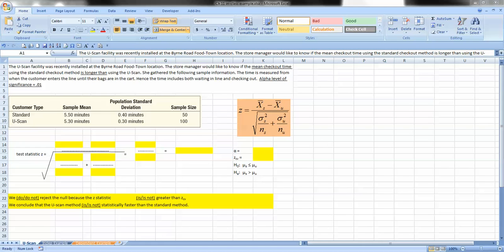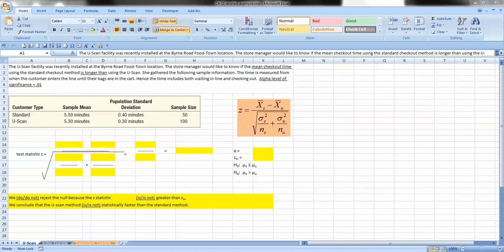The UScan facility was recently installed at the Burn Road Foodtown location. The store manager would like to know if the mean checkout time using the standard checkout method is longer than using the UScan method. She gathered the following sample information listed below in the chart. The time is measured from when the customer enters the line until their bags are in the cart.